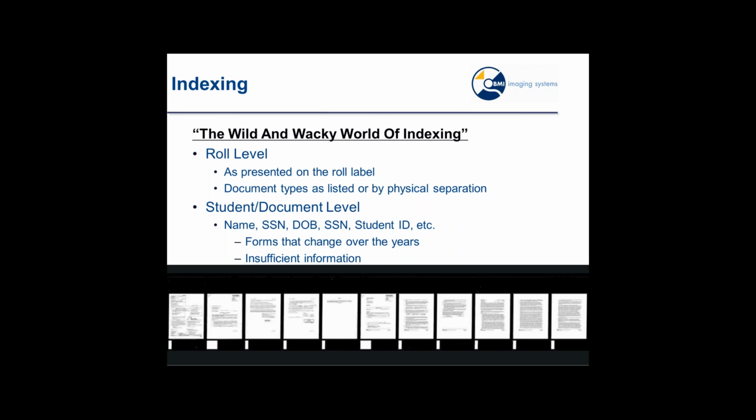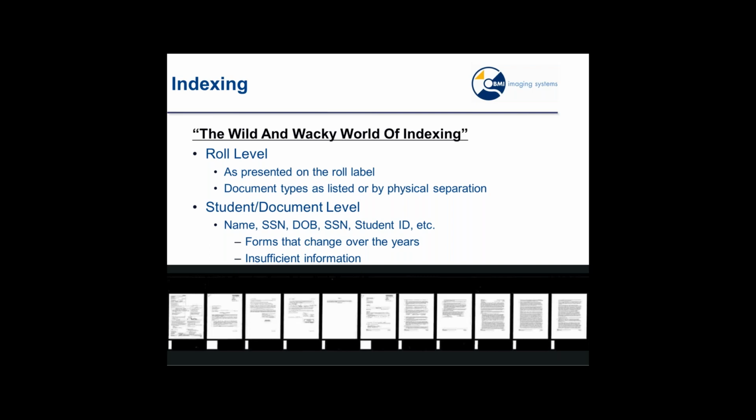So the first way you can index it is by roll level. Essentially what we're doing is we're just duplicating the exact way they're presented right now. So you open a drawer of microfilm, and typically the drawer tells you what's on it, A through D, or it has some type of a date range or something on it. If it doesn't, then you probably know how it's all organized.